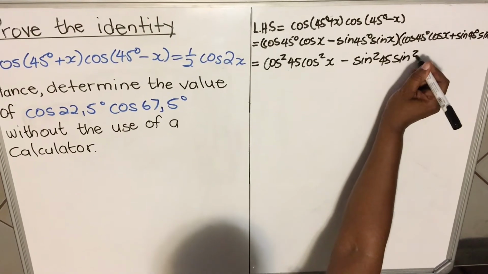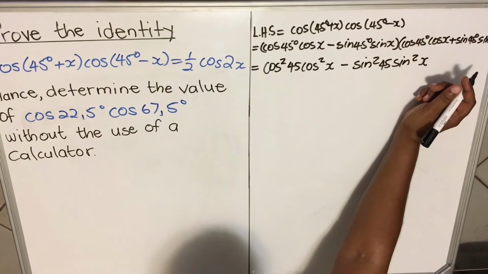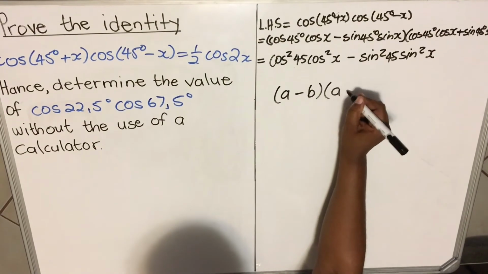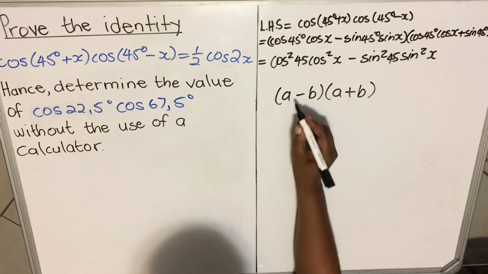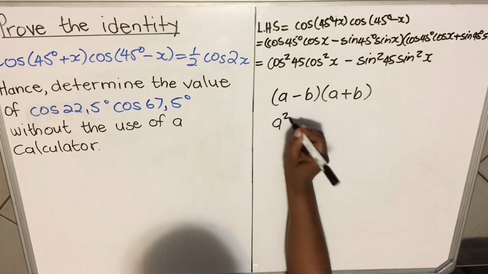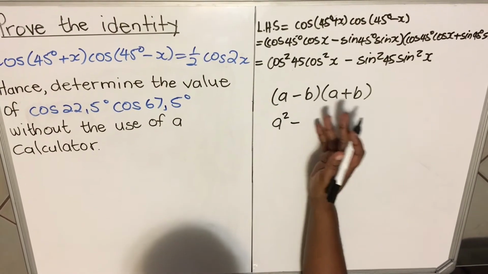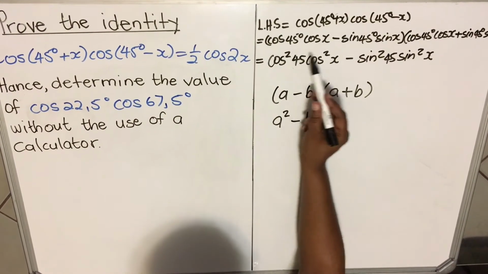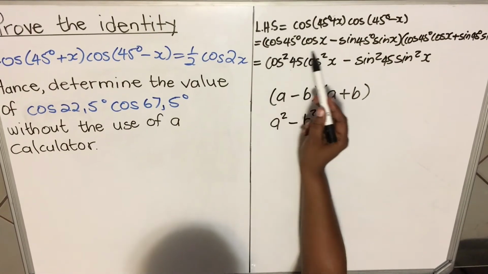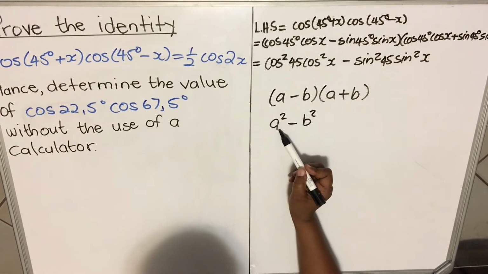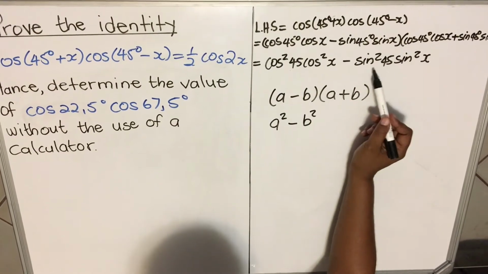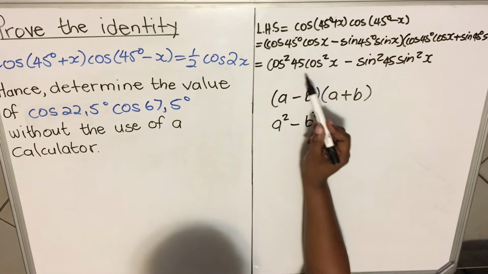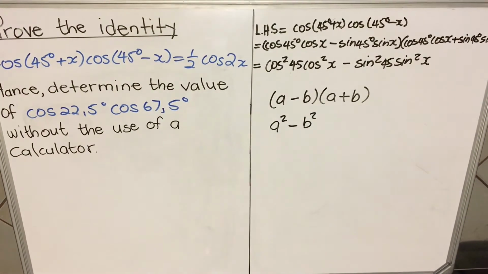Let me remind you about this. Do you remember what we did? It will be this times that, it will be a squared, and then that will be minus. The middle term will cancel out because of the signs. That's how you do the difference of two squares. This is what we did here. The first one is squared, so you square it, and the second one has a negative sign between the difference of two squares. So this is what we are doing here with these trig ratios.